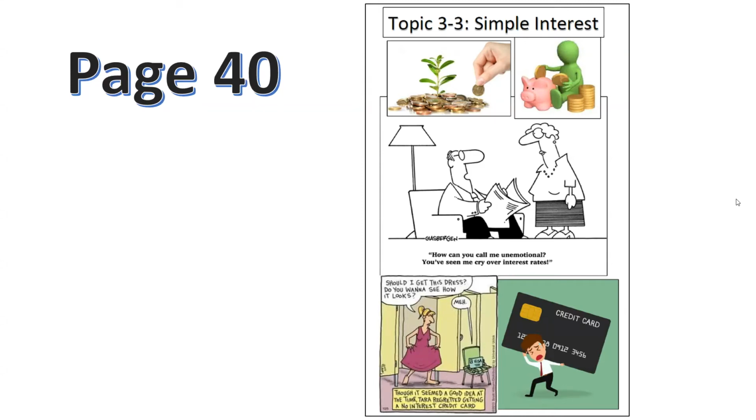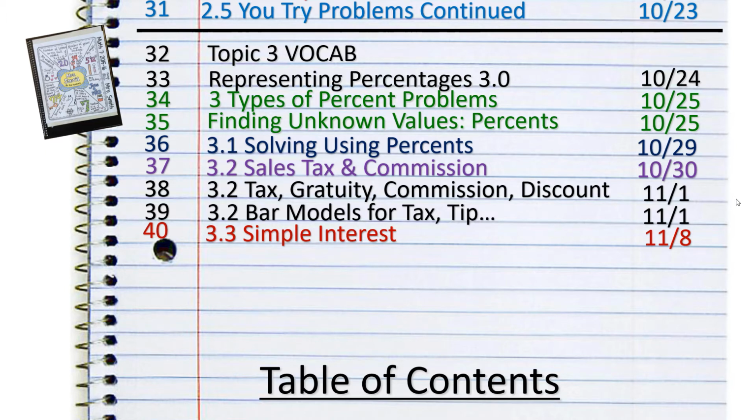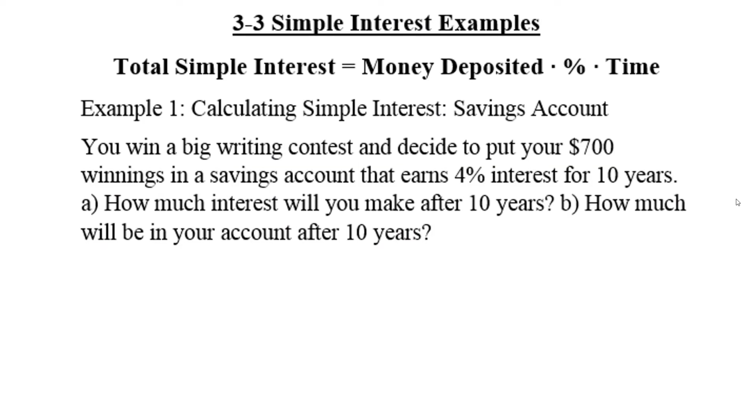Today we're going to be talking about simple interest, which will be page 40 of your notebook. So please add page 40 to your table of contents. And then once you open the notes up, in the top left, you're going to see the equation: total simple interest equals the money deposited times the percent times time.